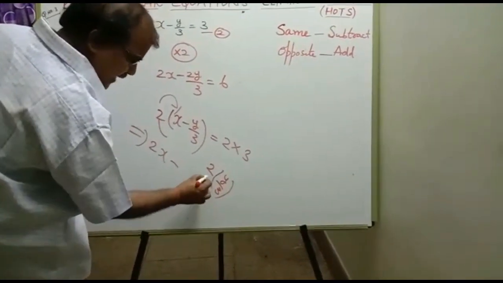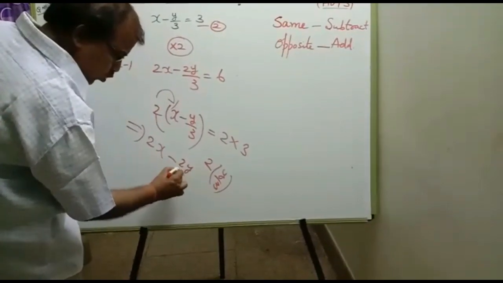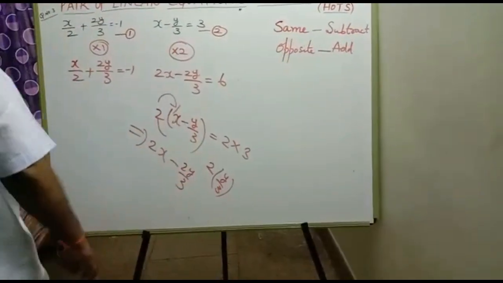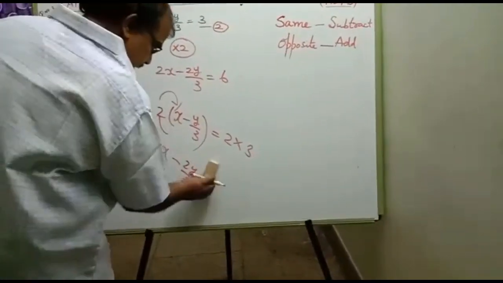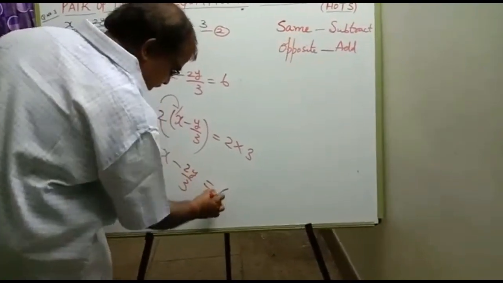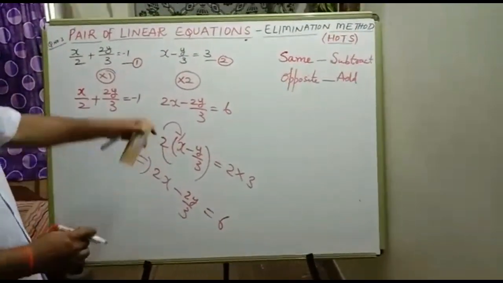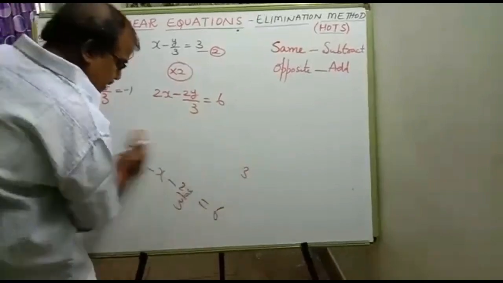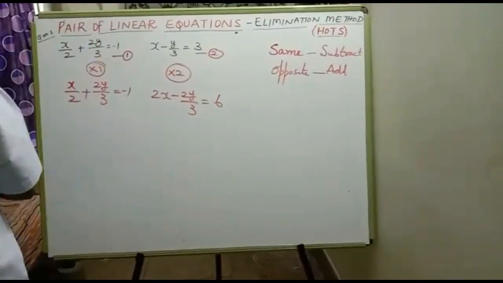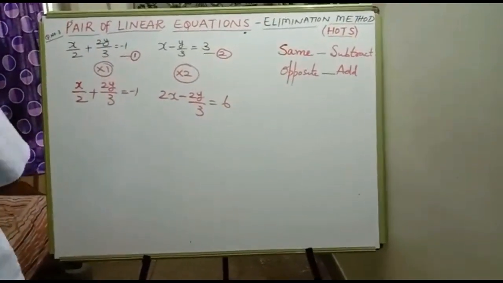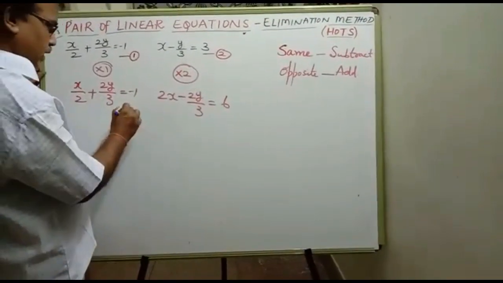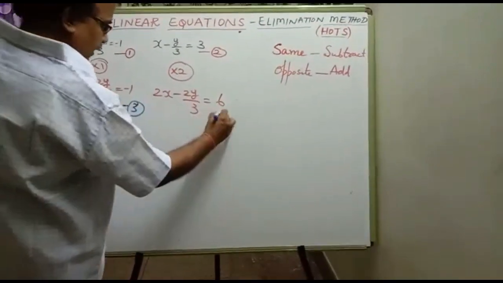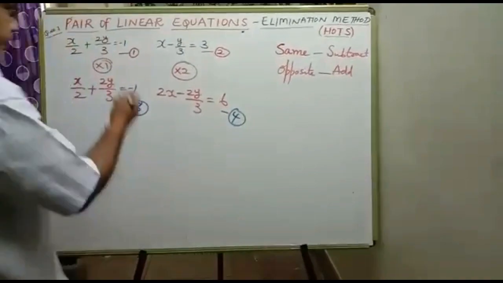2 into y by 3 is nothing but 2y by 3. 2 threes are 6. I have written it here. This is equation 3 and this is equation 4. We can solve these two equations easily.